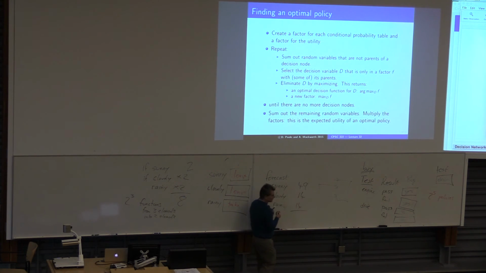What is it? 28 plus 15 is, that 77? 50. Right. This is the expected utility of that policy. This is the expected utility of the optimal policy.